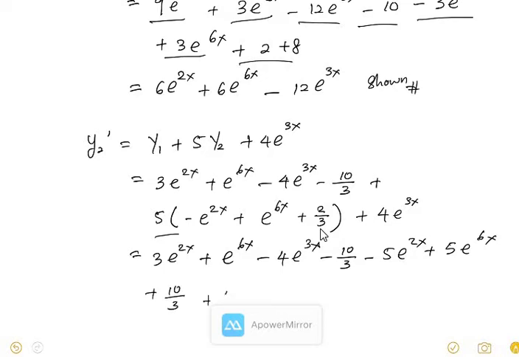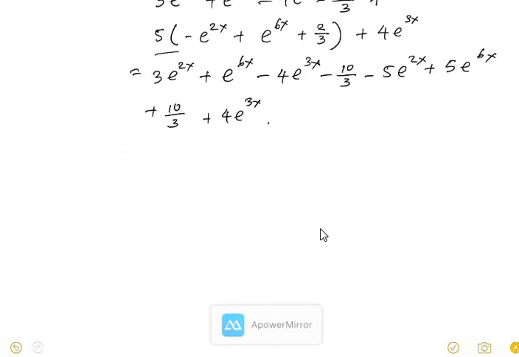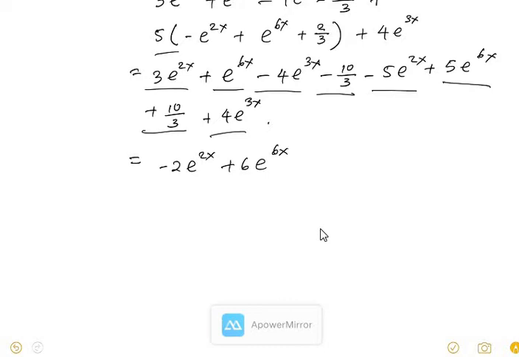Okay, then plus 4 exponent 3x. Now you can simplify this one and this one, so you get negative 2 exponent 2x. So this one plus this one, you get 6 exponent 6x. And then this one can cancel out. This one, minus 4 plus 4, also cancels out.